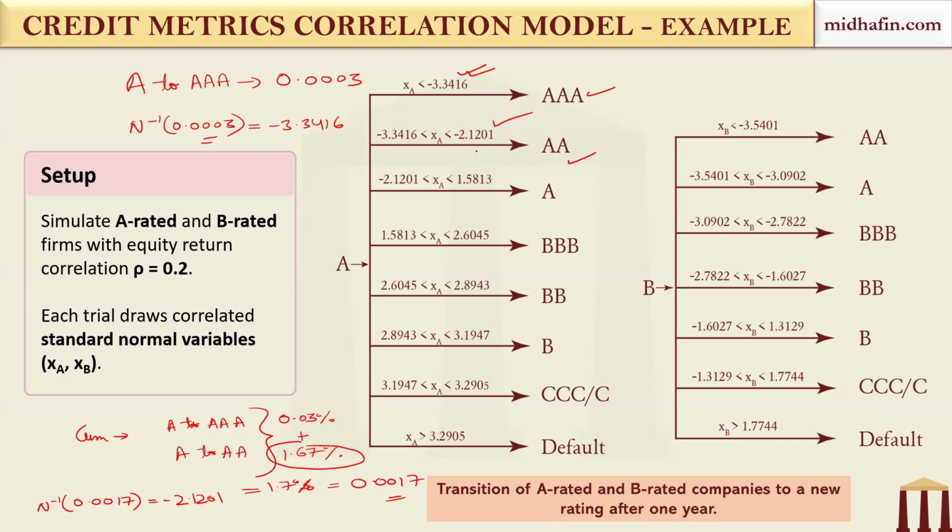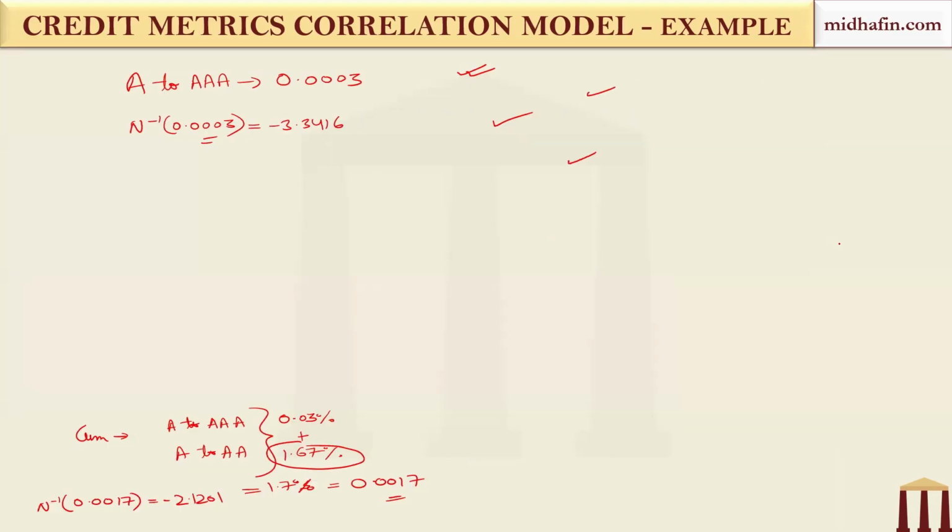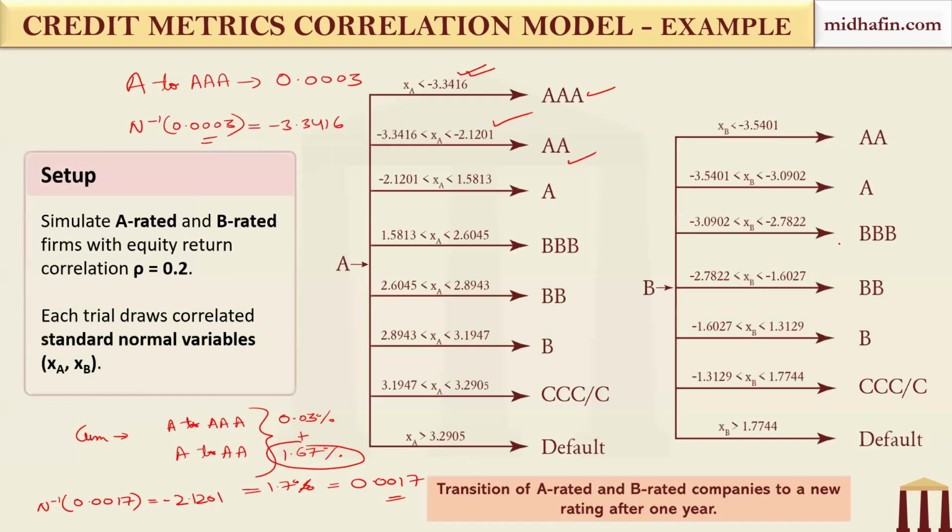Okay, so the same idea has been used across all the transitions, and for default, XA has to be greater than 3.2905 because the probability of default, although in this case it has been approximated only up to two decimal places, is actually 0.0005. Okay, so 0.05%.